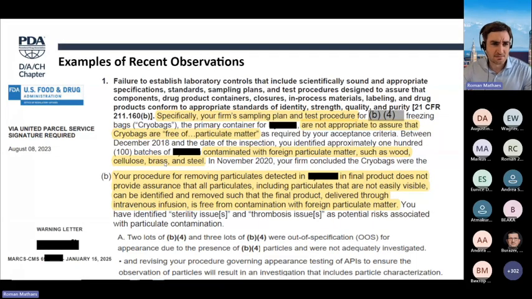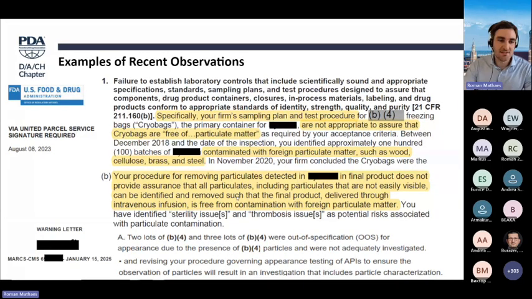So in the past, cell therapies were quite often launched and filed without any testing for subvisible and visible particles. So they just simply got waived. Or if something was done, it was not to the extent we know here from normal pharma operations. And for time reasons, let's focus here on point B. So this is about a cell therapy product in bags. Your procedure for removing particles detected in the final product does not provide assurance that all particles, including particles that are not easily visible, can be identified and removed.